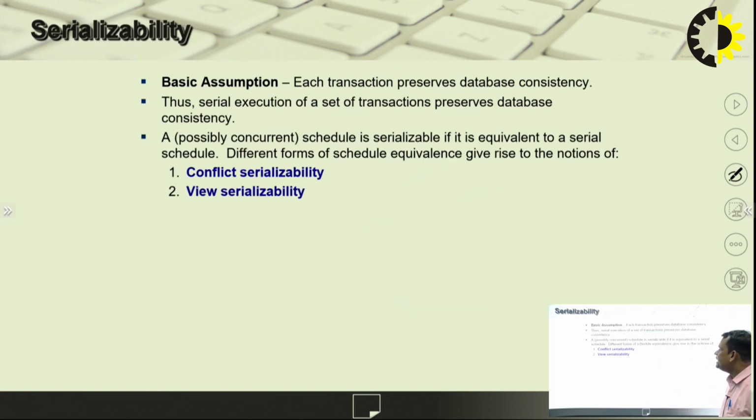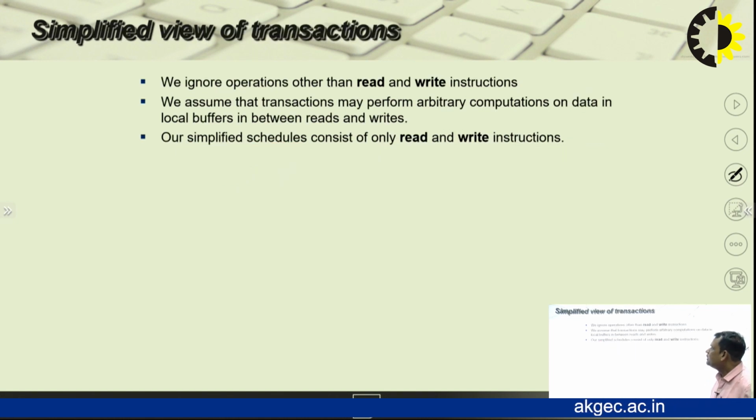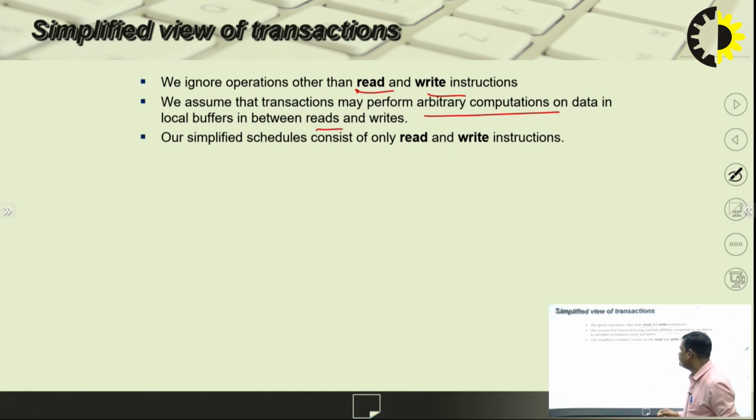Serializability: a possible concurrent execution schedule is serializable if it is equivalent to a serial schedule. This is known as serializability. Serializability is basically of two types: first conflict serializable and second view serializable. View serializable ignores the read and write operations and assumes the transaction may perform arbitrary computation on the data in a local buffer between the read and write operations.